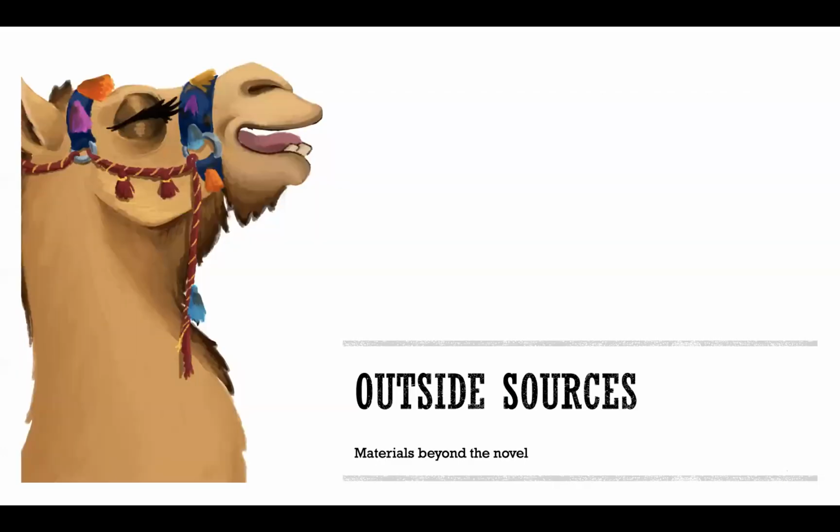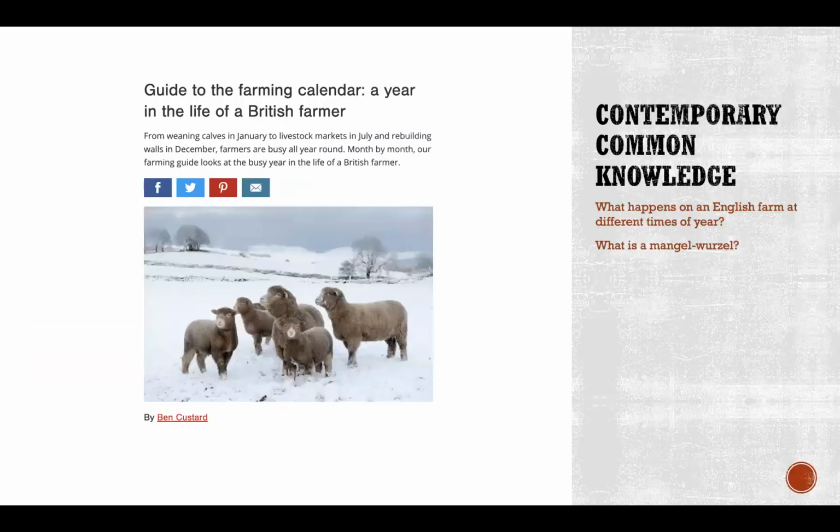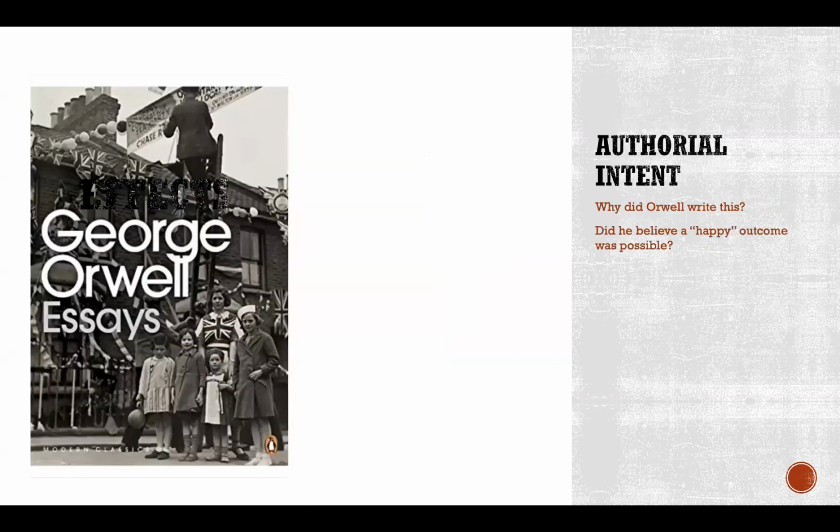So to answer those kinds of questions, I need to look at a lot of things besides the novella itself. For the contemporary common knowledge stuff, what happens on an English farm? What is a mangel wurzel anyway? There are several references to mangel wurzels in the book. I had no idea what that is. It's a kind of vegetable. I didn't know that. So there were lots of those kinds of things where I just relied on helpful web information about how to farm in England.